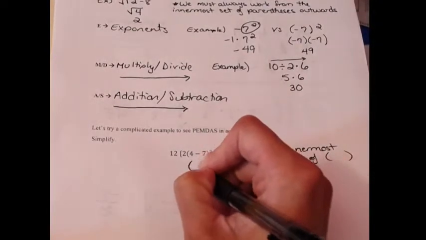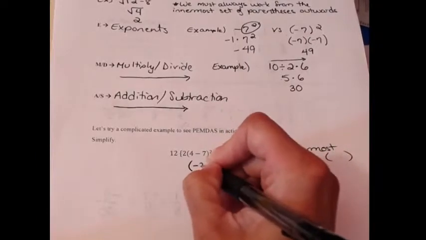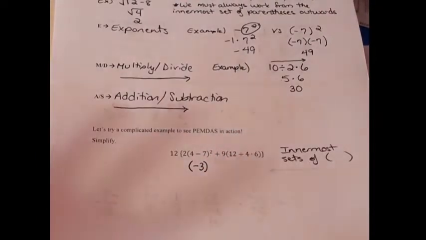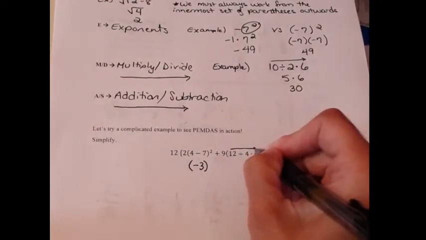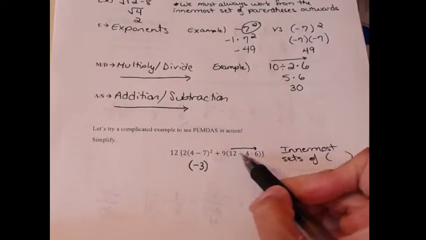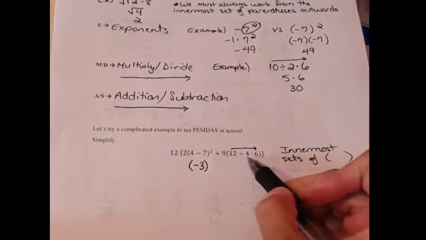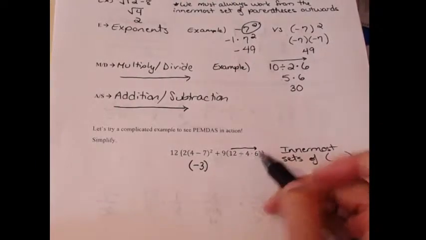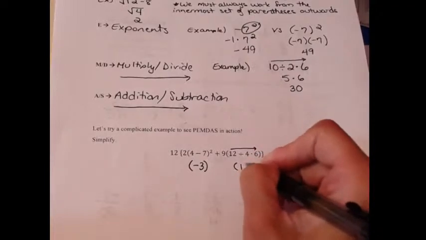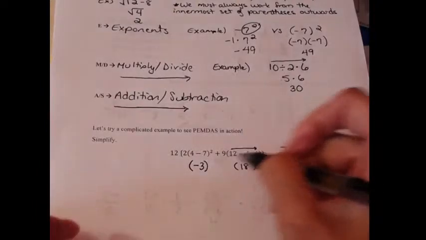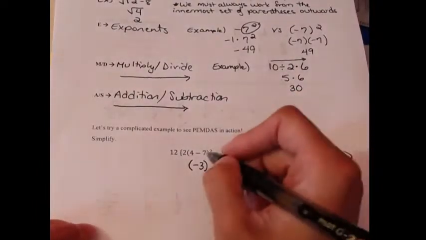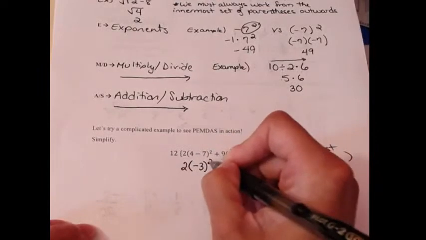So we have 4 take away 7, which will give us a -3. I'll fill in everything else in a moment. I just want you to see what I'm doing. And then notice we're going to move from left to right. 12 divided by 4, that's 3. 3 times 6, that's 18. So I want you to notice what happens here. I simplified what's inside the set of parentheses, and I'm going to bring everything else down.